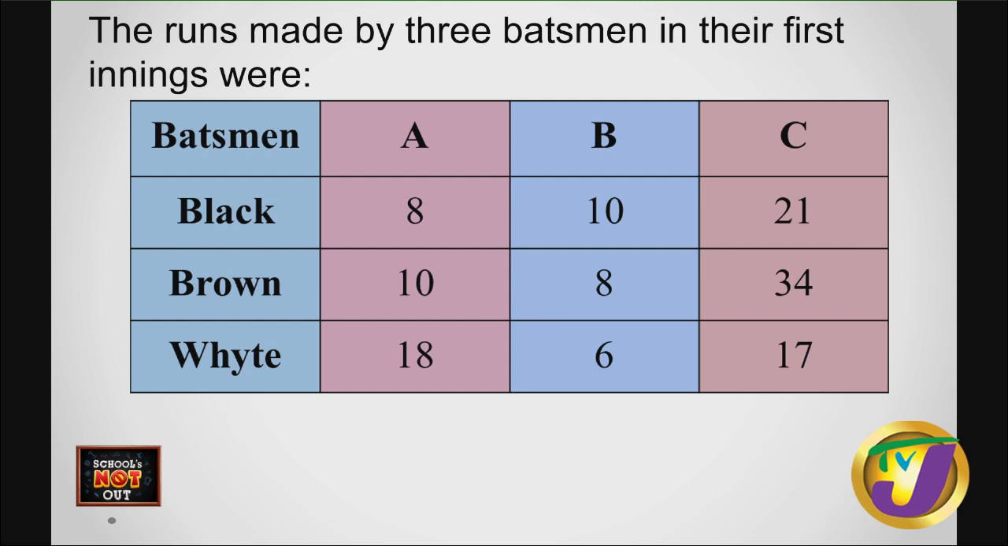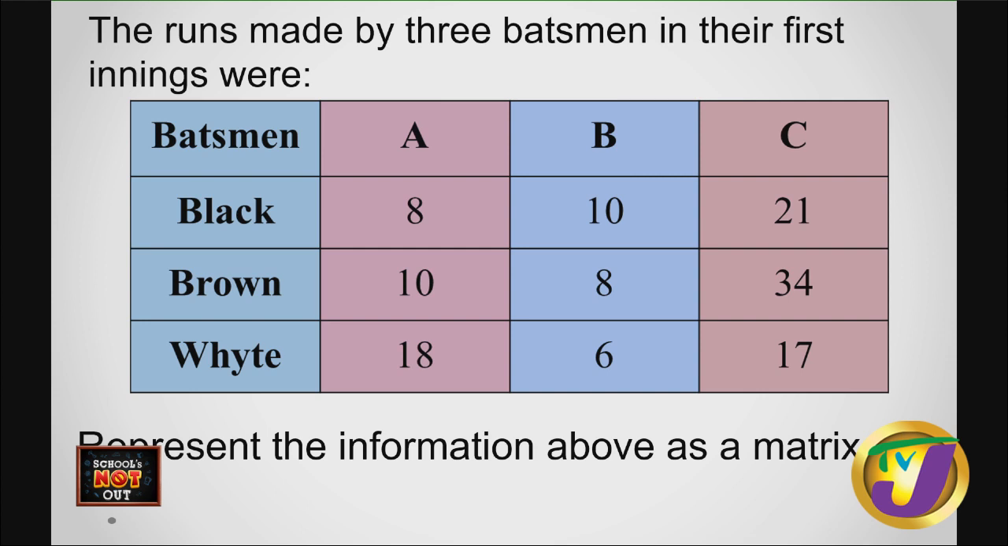Black made 8 runs against school A, 10 runs against school B, and 21 runs against school C. Brown made 10 runs against school A, 8 runs against school B, and 34 against school C. White, 18 against school A, 6 against school B, and 17 against school C. I want to put this in a matrix form.